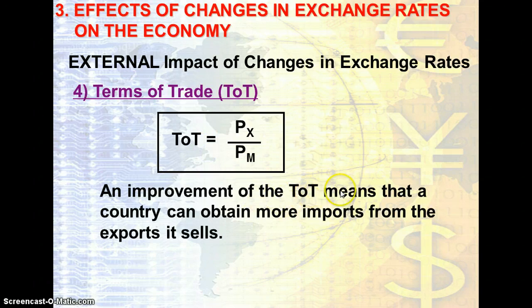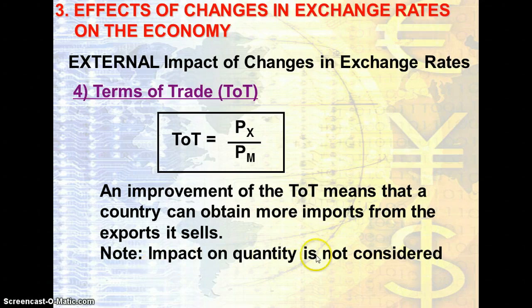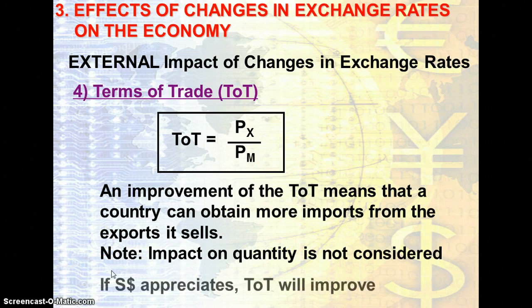With the improvement in the terms of trade, it means that the country can obtain more imports from the exports itself, but the impact on the quantity is not considered because the change in the terms of trade does not take the price effects on the quantity transacted into consideration. So to summarize my point for terms of trade, if the Singapore dollar appreciates, terms of trade will improve.